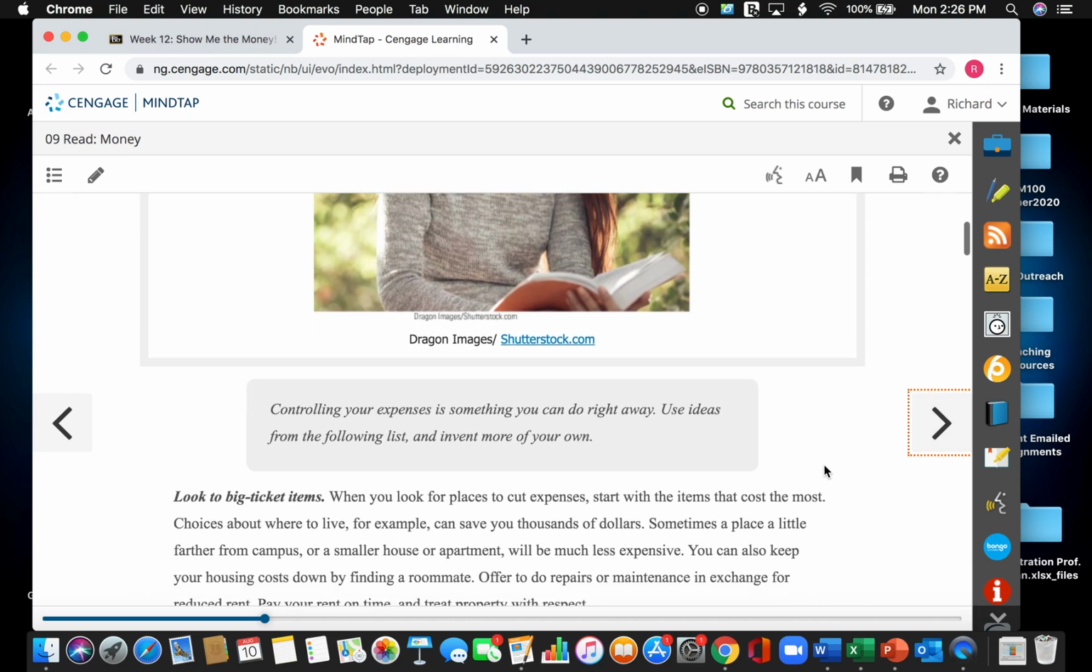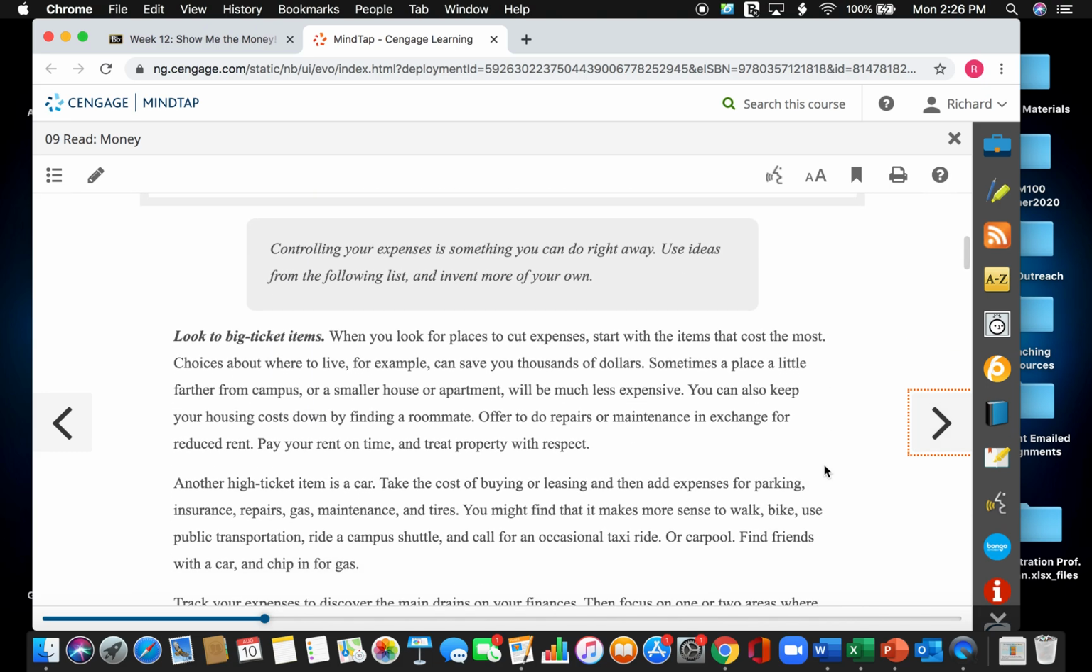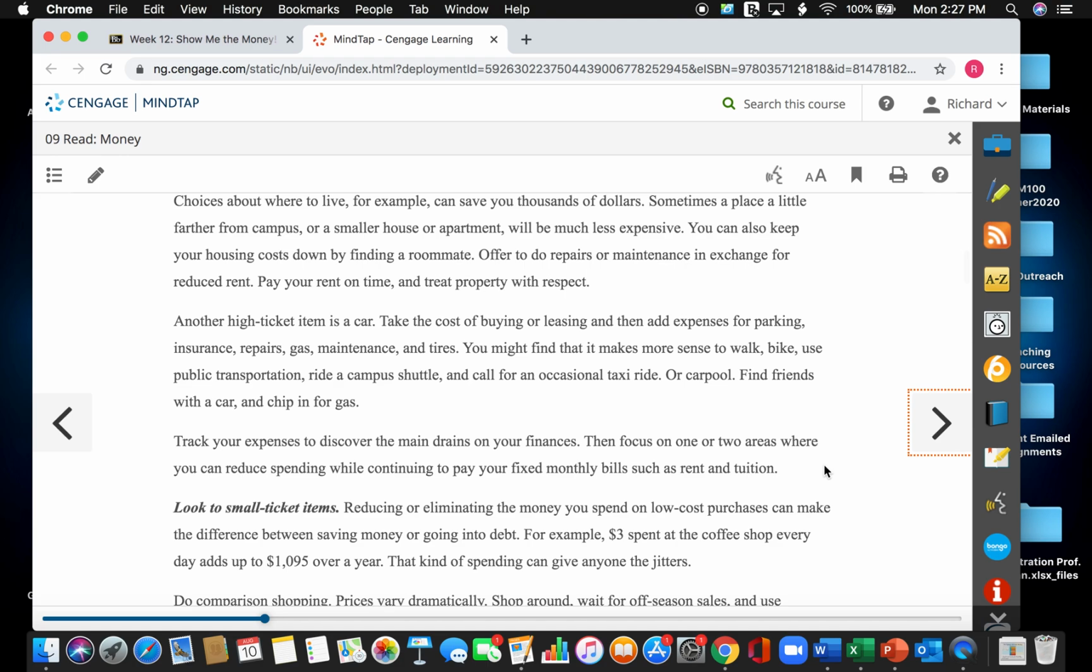So, spend less money. These are ways that give you advice on how to spend less money. So look to big ticket items. When you look for places to cut expenses, start with the items that cost the most. Choices about where to live, for example, can save you thousands of dollars. Sometimes a place a little farther from campus or a smaller house or apartment will be much less expensive. You can also keep your housing costs down by finding a roommate. Offer to do repairs or maintenance in exchange for reduced rent, and pay your rent on time and treat property with respect.